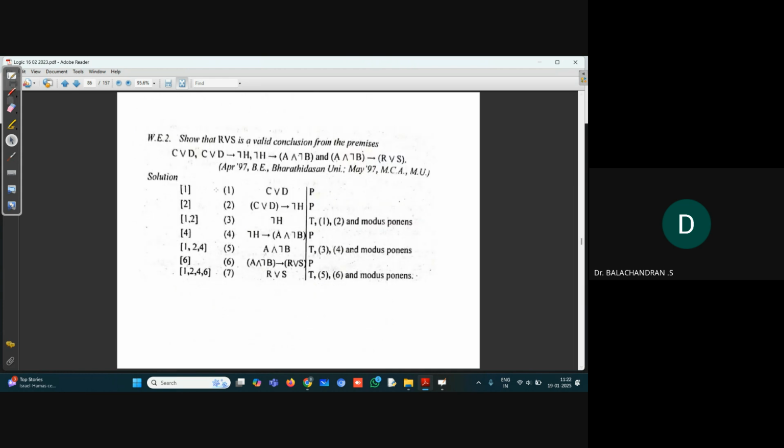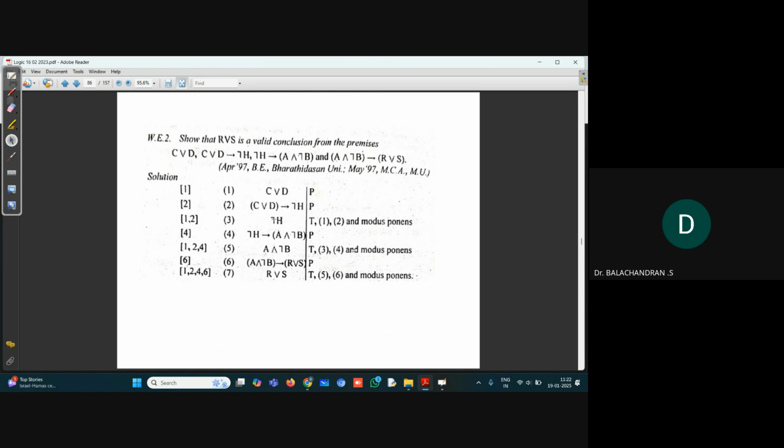So this problem is a very simple problem. Okay, show that R or S is a valid conclusion from the premises. So C or D. Okay, C or D is a given premises. C or D implies negation H. That is also rule P. So P comma P implies Q is what? Q. So I am using 1 and 2.